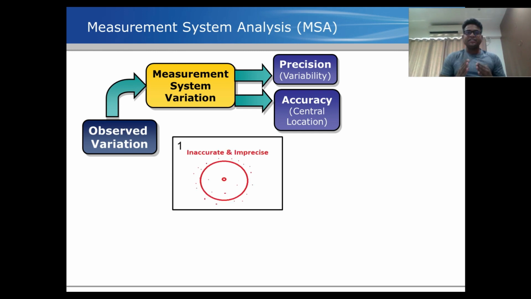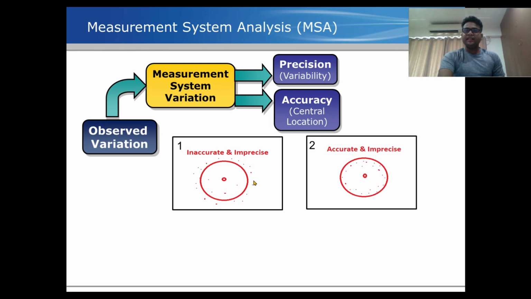In the first example, this is your center, this is your range, and these are your observed data. Here you will see that your observed data is out of the range. So this case is inaccurate, and the data is also imprecise. In case 2, your data are within the range. It means that this is accurate but imprecise, not precise.